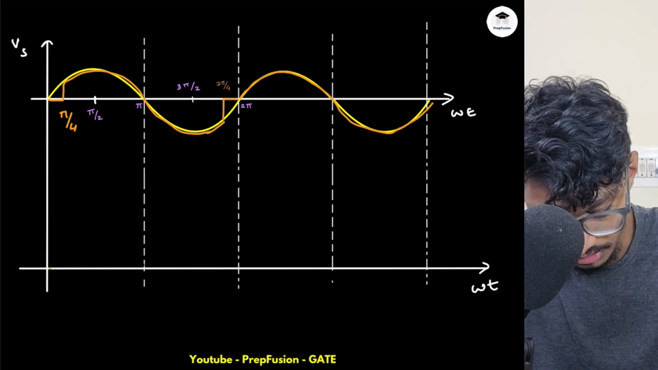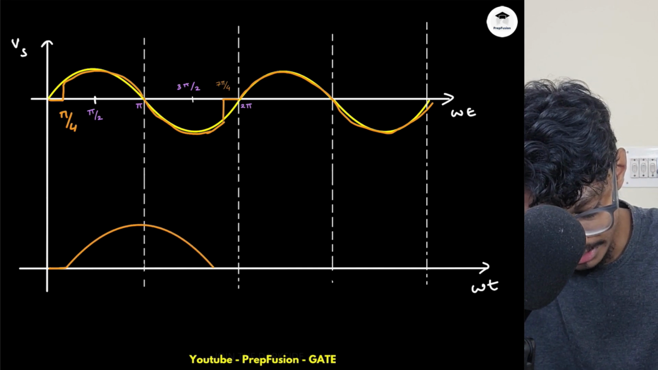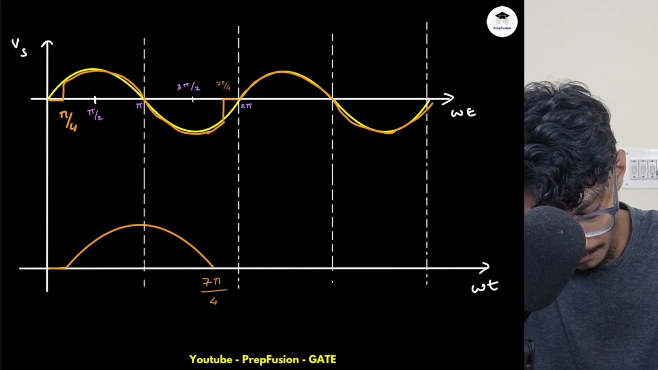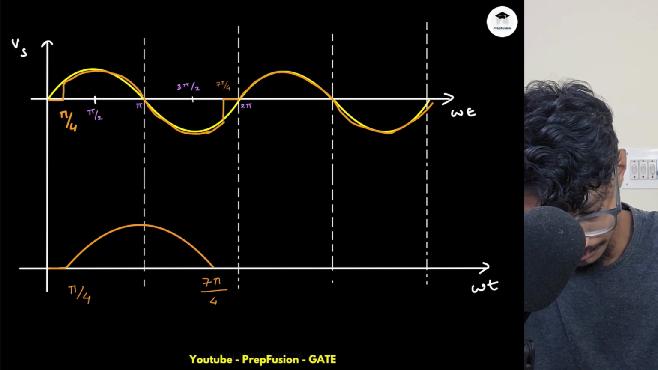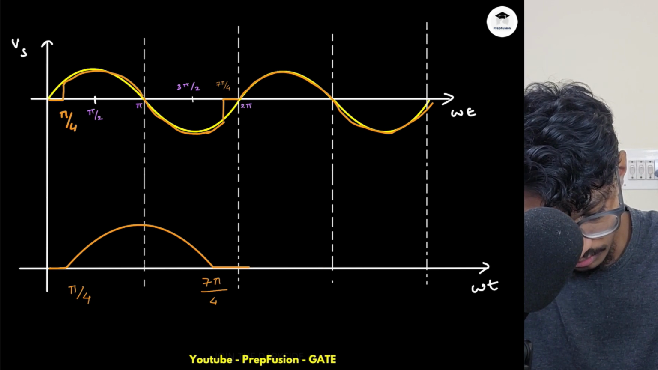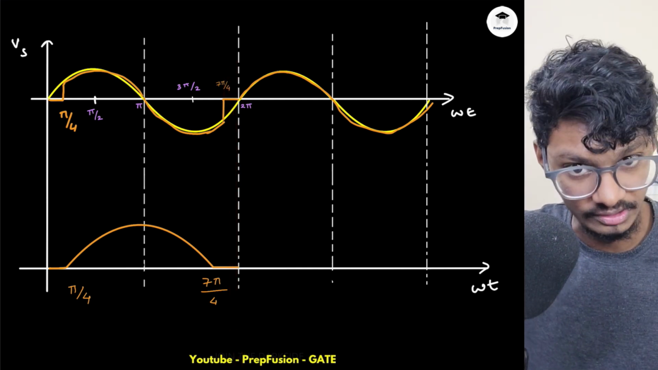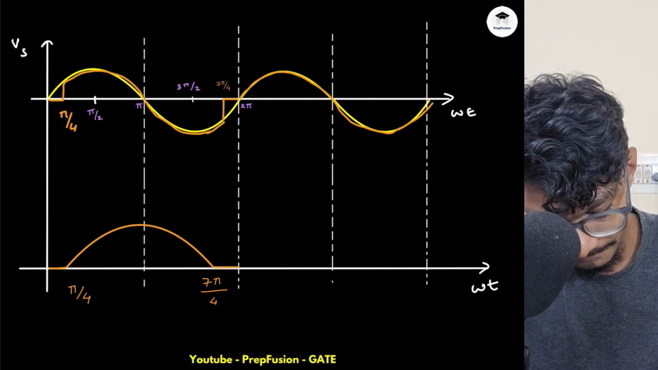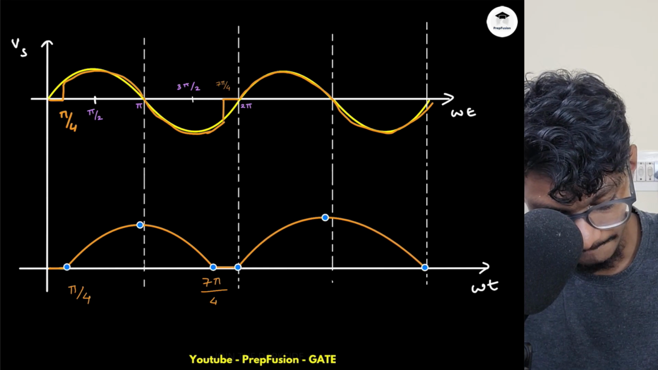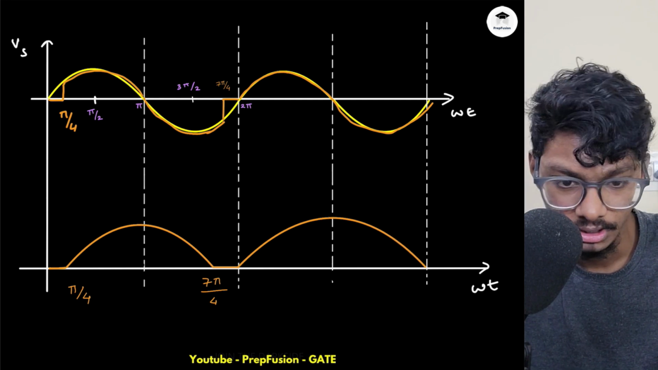So for the first cycle only, the current will be 0 and it will increase. The peak will always occur at pi, and then this will stop conducting at 7 pi by 4, and this is pi by 4. This will not conduct until here, but after this it will be just like a simple diode circuit, the first converter that we analyzed with diode and inductor, right? So that is the case.